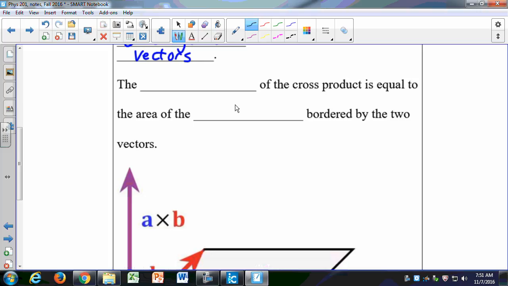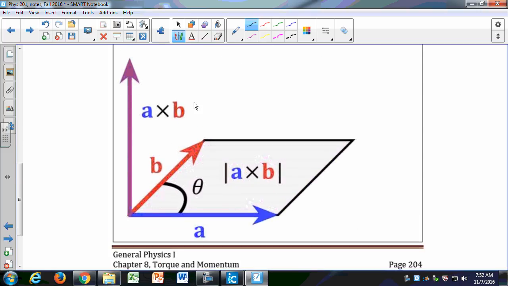The magnitude of the cross product is equal to the area of the parallelogram that's bordered by the two vectors. So here's a diagram. I have a vector A. Notice this vector is in the positive x direction. This vector B is sort of in the negative z direction. And then my cross product, A cross B, is orthogonal to that. But we can determine the magnitude of this vector A cross B; it's going to be equal to the area of this parallelogram.